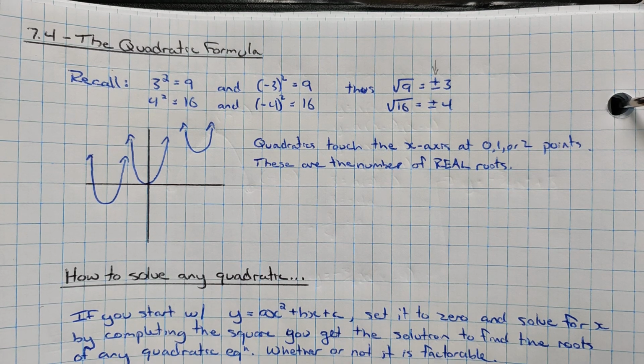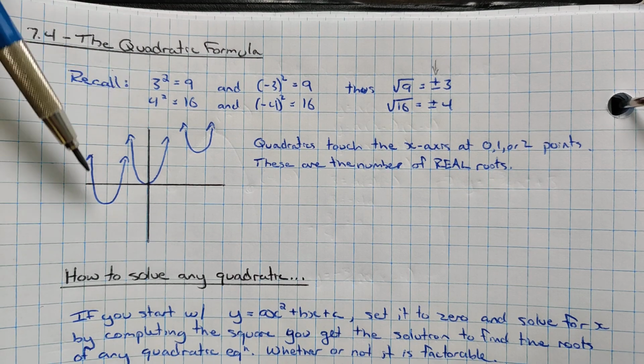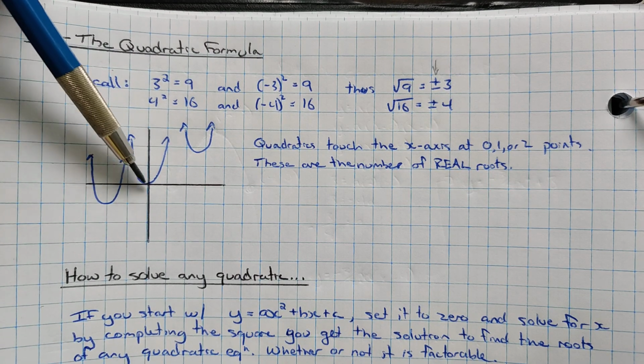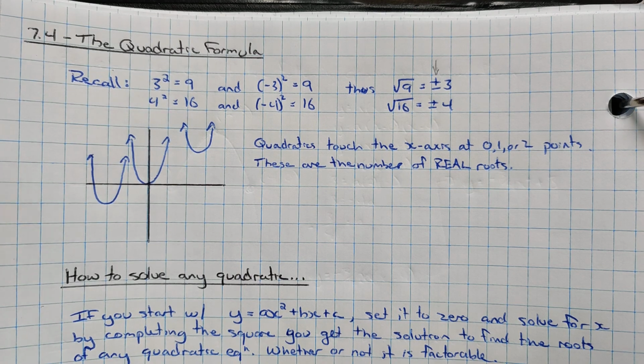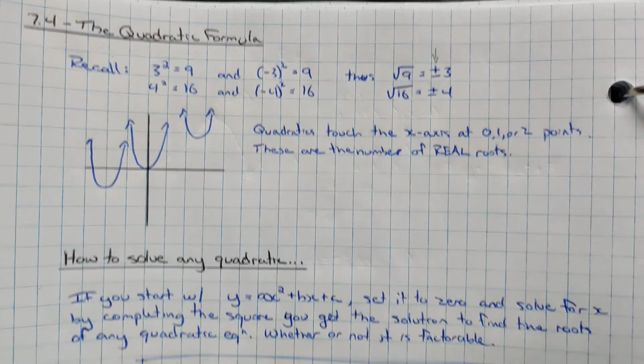Also, recall that quadratics touch the x-axis in 0, 1, or 2 points. So these are the number of real roots, the real numbers that we can actually express and have an understanding of. There are other types of numbers out there that are not real numbers, complex numbers and such, that we don't work with in our course. But just recognize that when we're working with a quadratic formula, we are going to have either 2 answers, 1 answer, or no real answers. So let's get to the quadratic formula.